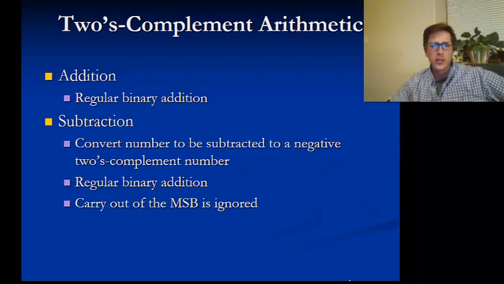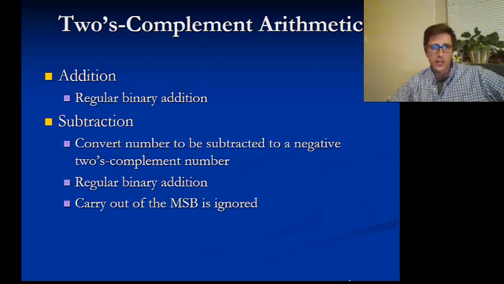Hi, this is Chris Schomburg, and we're going to talk a little bit about two's complement arithmetic and adding and subtracting. When you add two's complement numbers, you just do regular binary addition. The key thing is that subtraction is really just converting that binary number into a negative two's complement and then adding. So in a sense, you're just adding again, you're not really subtracting. That's the key point.